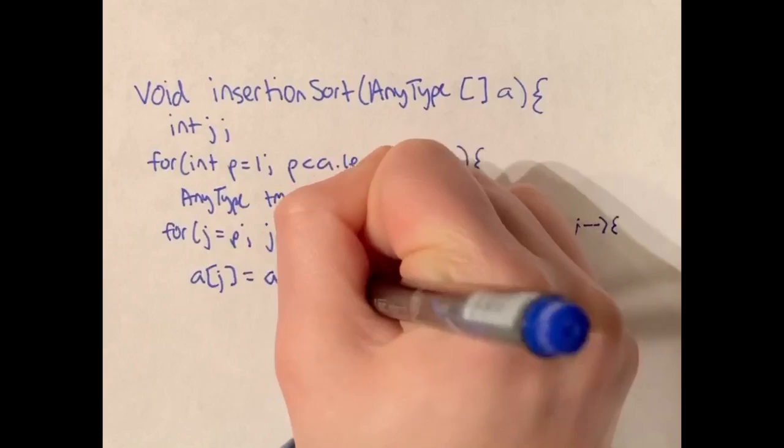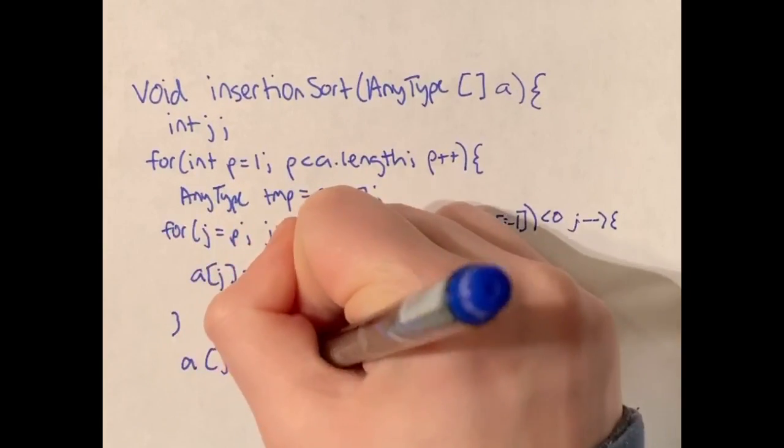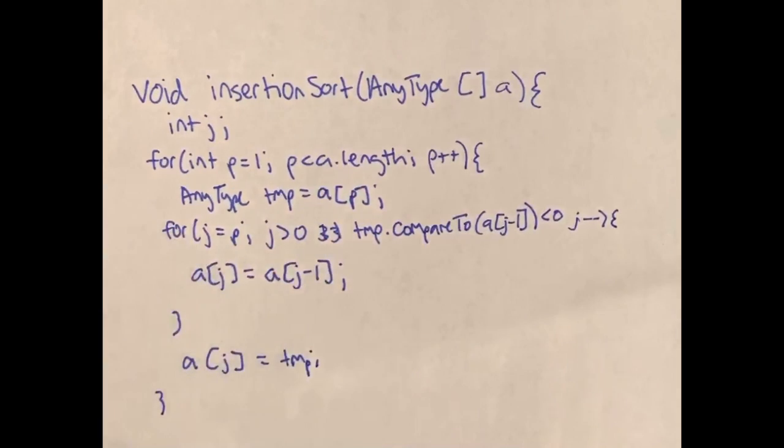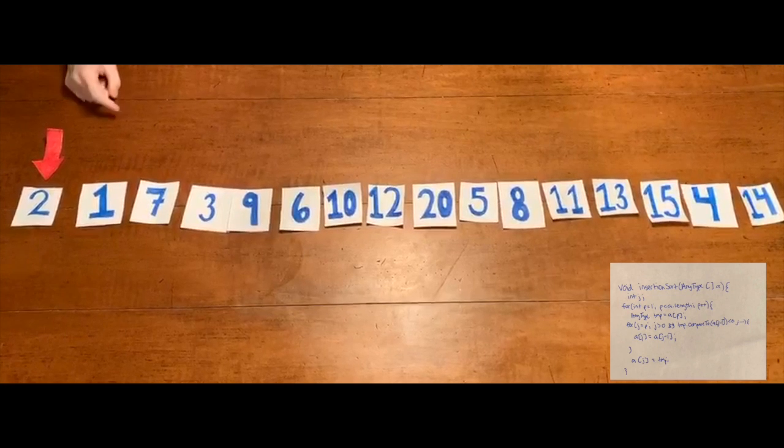When the nested for loop is complete, the value at index j in array a is set to the temporary variable. We will now look at insertion sort with real numbers.